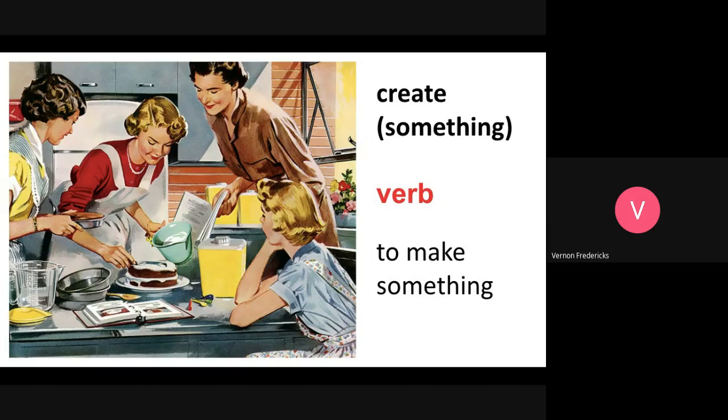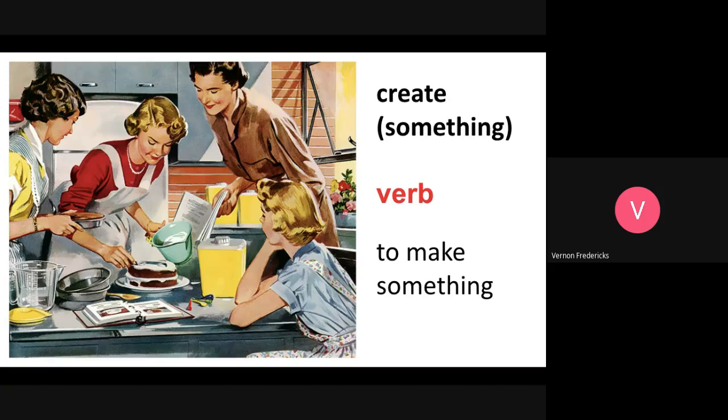If you look at the picture, the lady here creates a cake. She's making a cake from certain ingredients which she combined, and she created a cake.